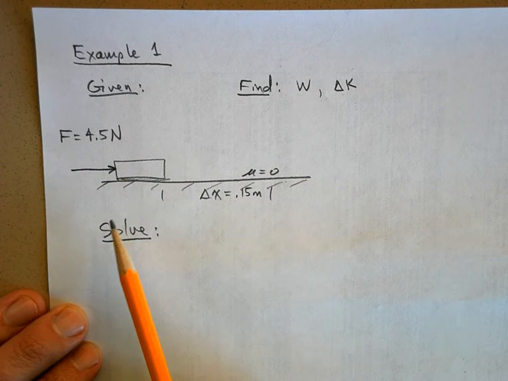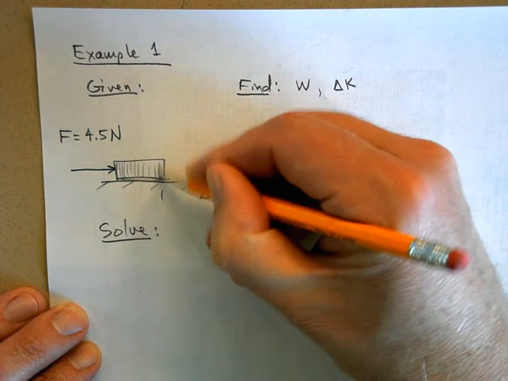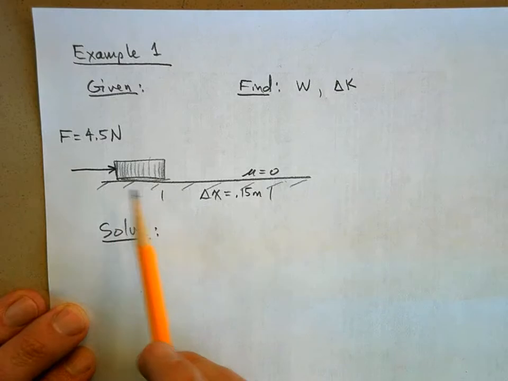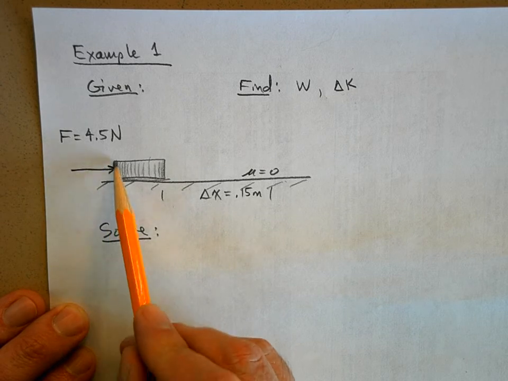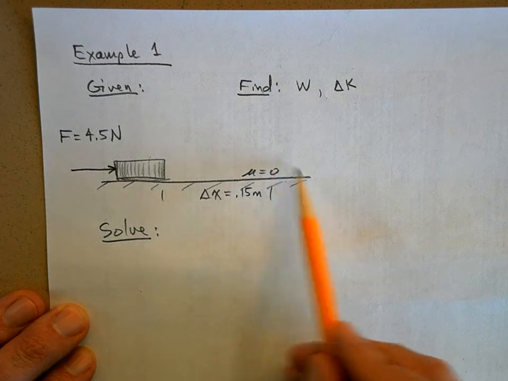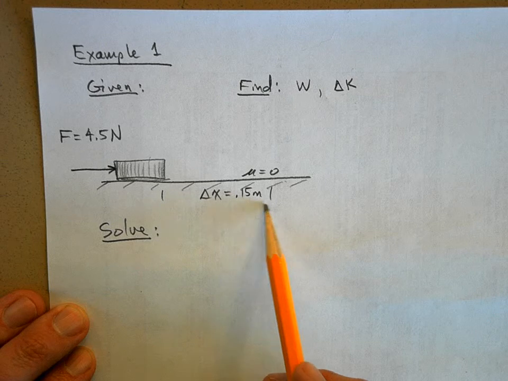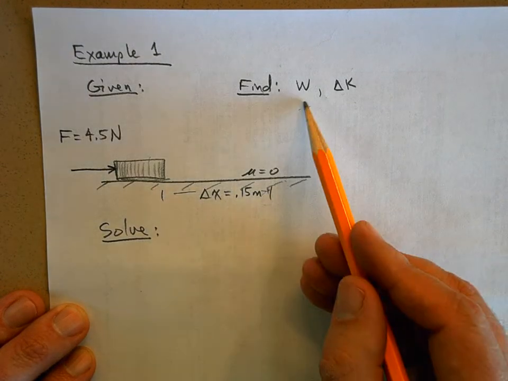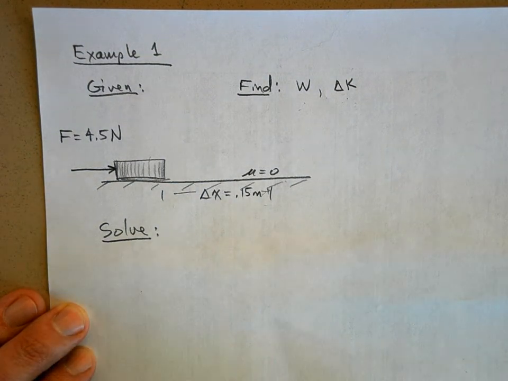So let's take a look at what's given here. Let's say that this is a hockey puck. Let me make it look round here. Oh, that's better. Okay. A hockey puck's going to be hit by a hockey stick, and the hockey stick's going to provide a constant 4.5 Newton force to the hockey puck. Let's say it's on ice, so there's no friction, and this force is applied through a displacement of 0.15 meters in this direction. We want to know how much work was done and what was the change in kinetic energy of the hockey puck.